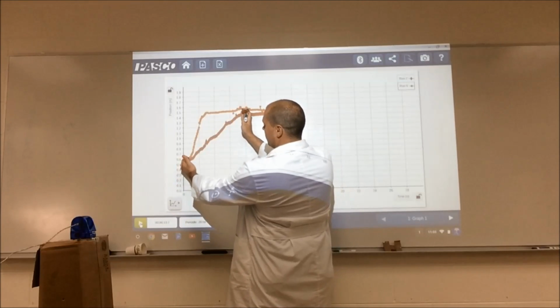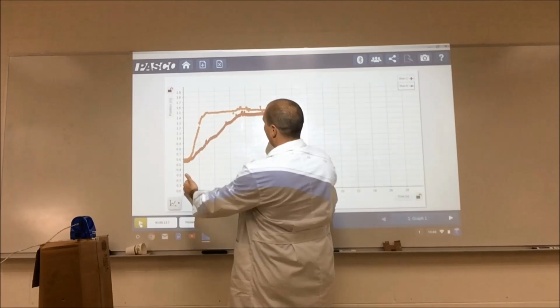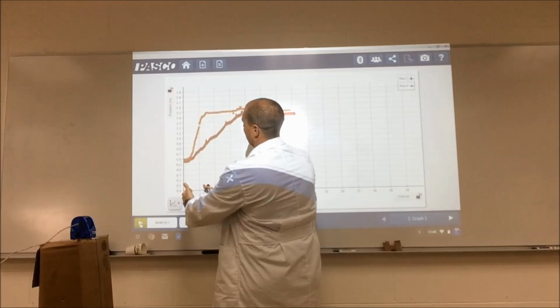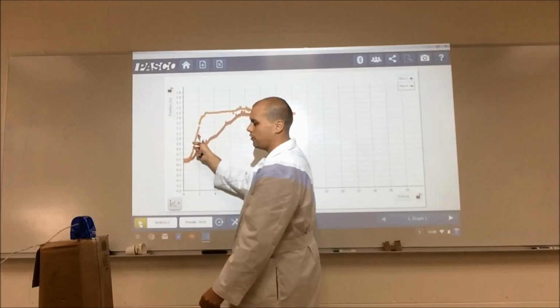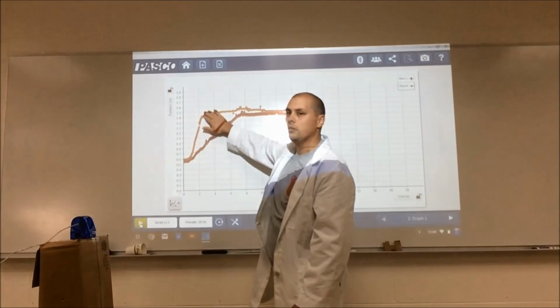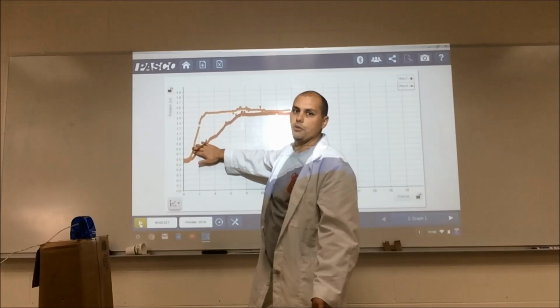So on this part, I took probably about 7 seconds, where on this one, I only took about 2 seconds. So that's why this one's faster. So the speed, I covered the same distance, but this one took less time. So if you do something in less time, then you do it faster.